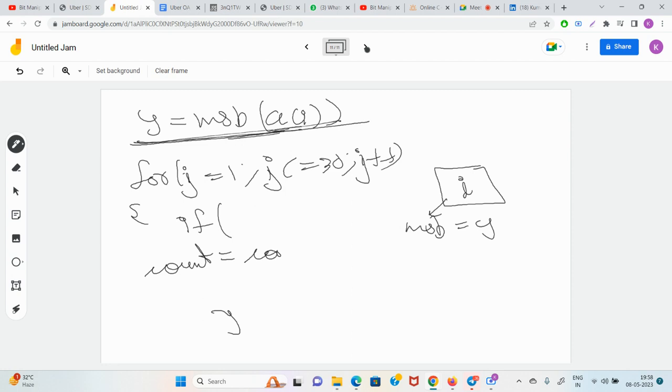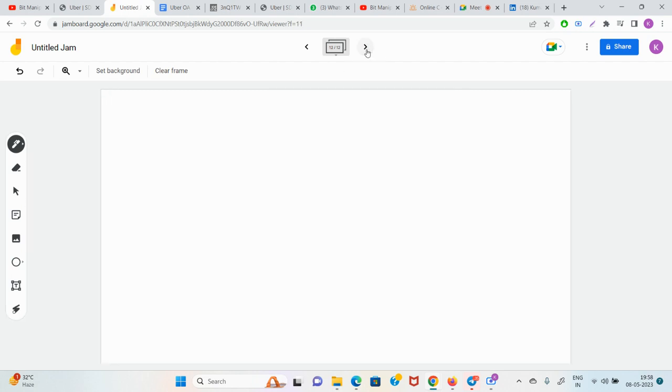If y is not equal to j, the MSB should not be equal, only then it will be valid. Then you just do count equal to count plus b of j. B of j means all the valid guys behind. I can do a dry run for this also.